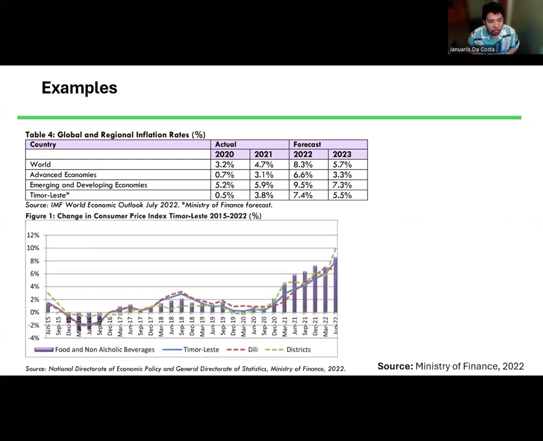For example, this is the consumer price index in Timor-Leste, from the Ministry of Finance.